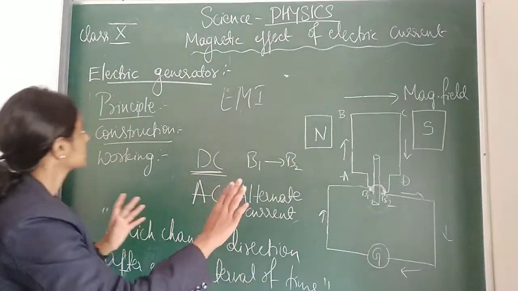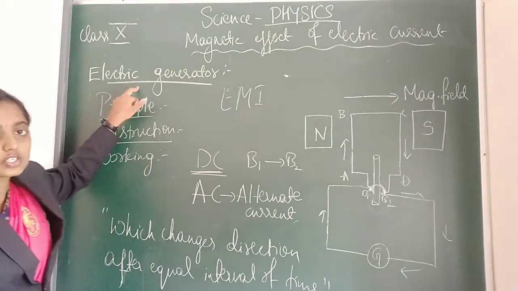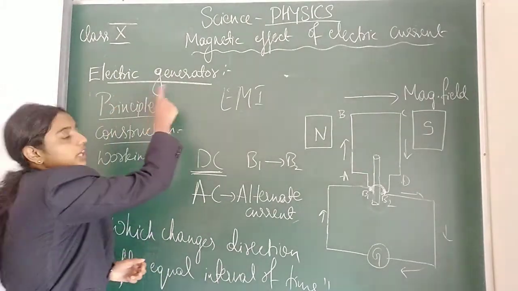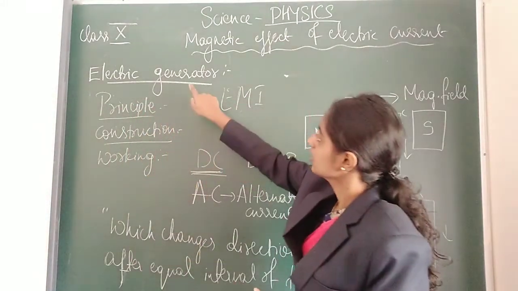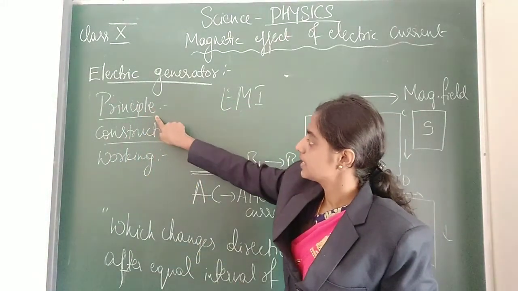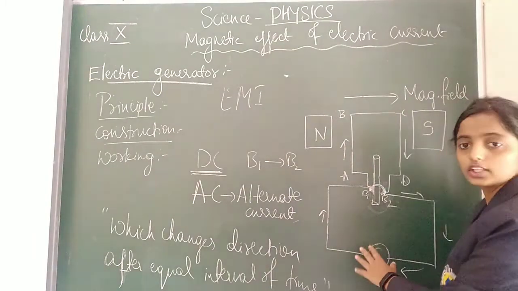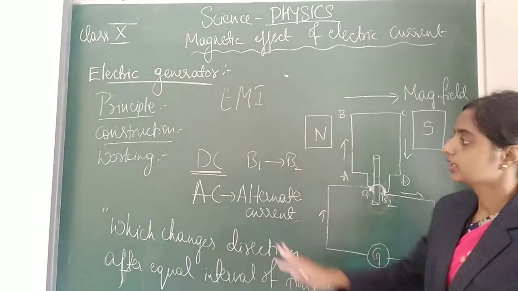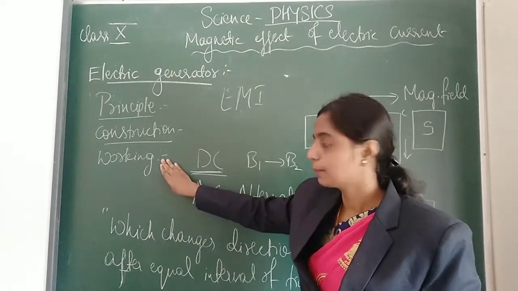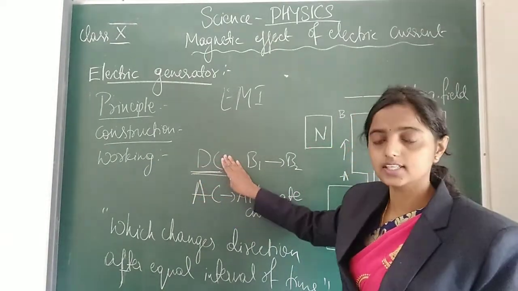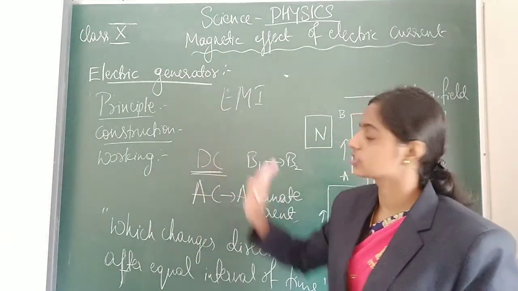So let us look quickly. Today we started to learn about the electric generator. In this electric generator, first we understood the principle, next we saw the labelled diagram, then we came to know about construction, then the working part. In the working part, we saw AC and DC. So this is all about the electric generator.